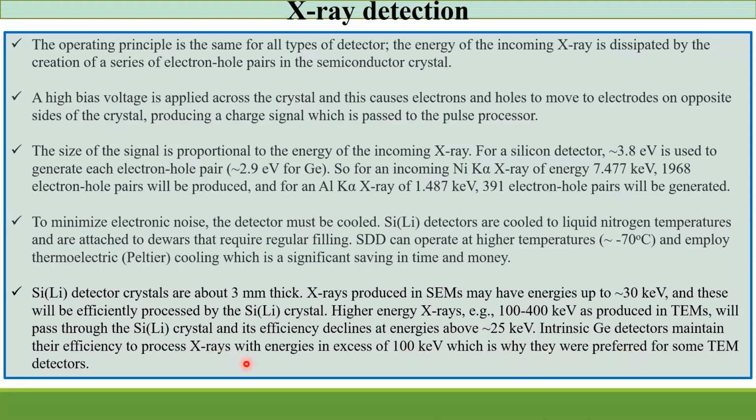What is mentioned here is the differentiation of detectors between SEM and TEM. Because of the higher energy from TEM, we need a germanium or intrinsic germanium detector to maintain the efficiency. That's why a TEM detector is completely different compared to an SEM detector, because in SEM we use only approximately 30 keV, but in TEM we use 100 to 400 keV. Because of those high energies, the energy of the incoming X-rays may get a little varied, so we need an efficient detector to accommodate all these things.